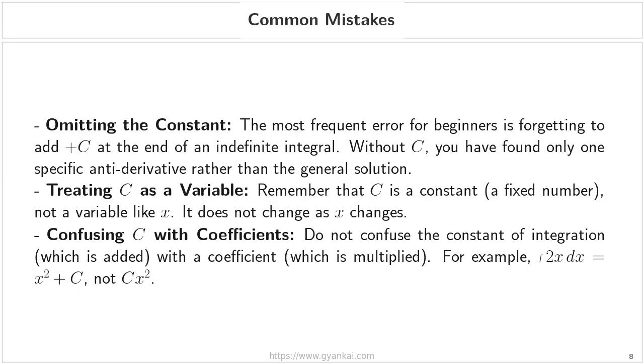Finally, let's address confusing c with coefficients. This is a subtle one. A coefficient is a number that multiplies a variable. For example, if we were to integrate 2 times x with respect to x, written as the integral of 2x dx, the result is x squared plus c. Notice that c is added to the result. It's not 2 times c times x squared, that would be incorrect. The constant of integration is always added, never multiplied as a coefficient. So the correct answer is x squared plus c, not c times x squared.